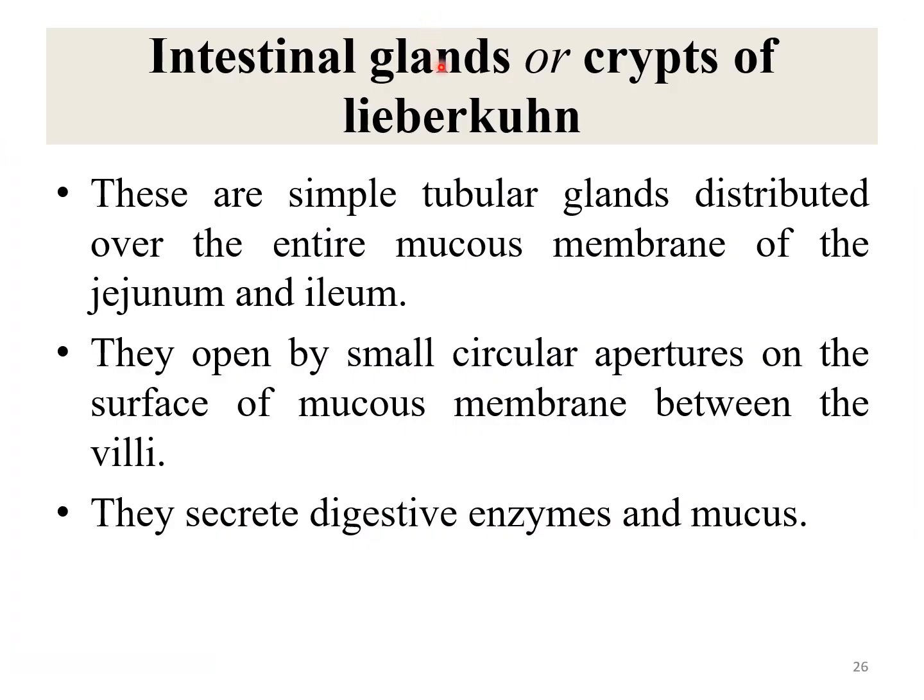About intestinal glands or crypts of Lieberkühn. They are simple tubular glands distributed throughout the entire mucous membrane of jejunum and ileum. So crypts of Lieberkühn, they are the intestinal glands. They open by small circular apertures on the surface of mucous membrane between villi. Between villi, we can see small openings of these crypts of Lieberkühn. They secrete digestive enzymes and mucus.